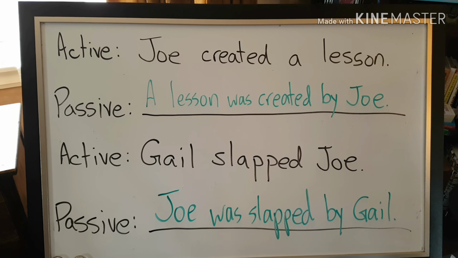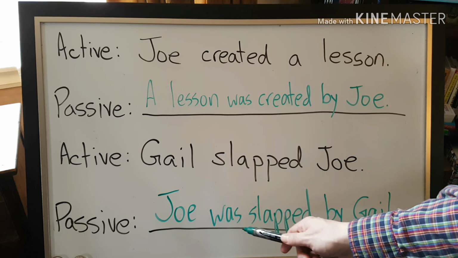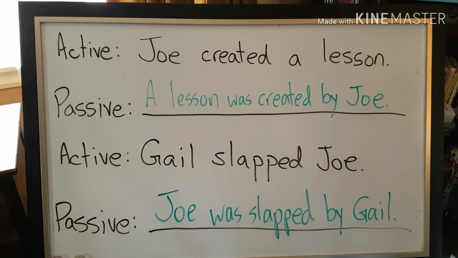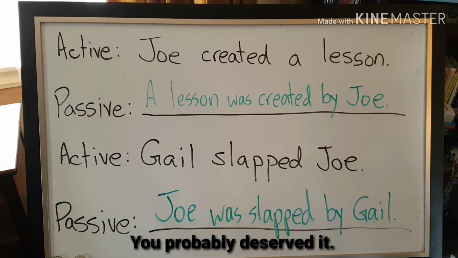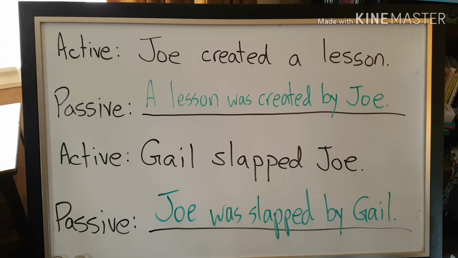All right, everybody, we're back. And as you can see, now the passive is there. Did you get it right? Joe was slapped by Gail. I don't know why my wife would slap me. She loves me deeply, but that's just a good example of grammar.